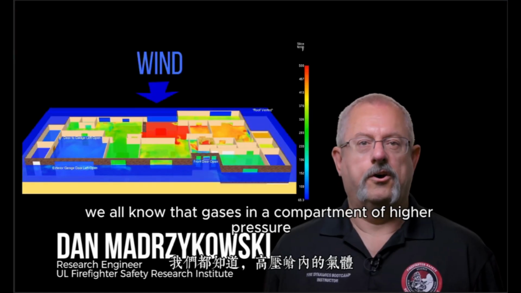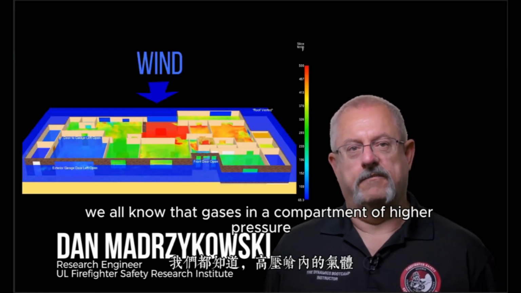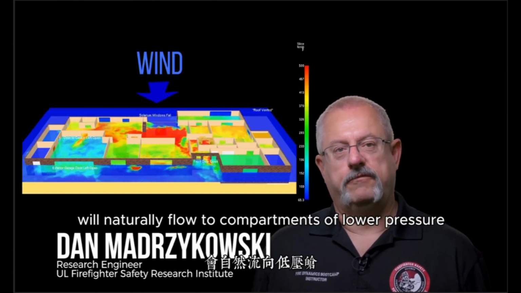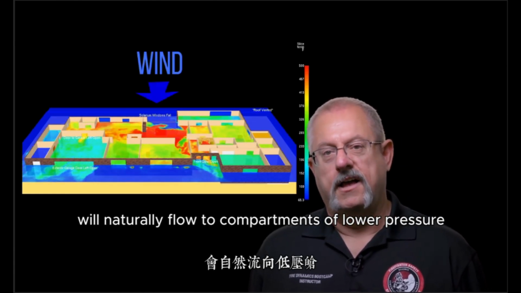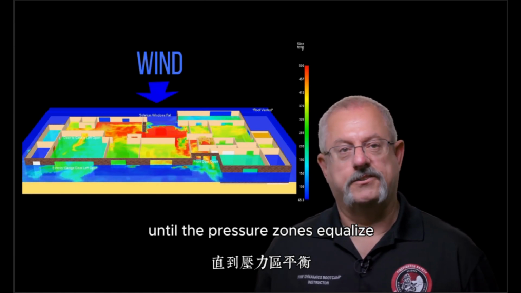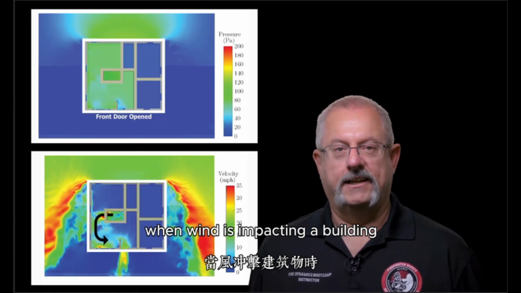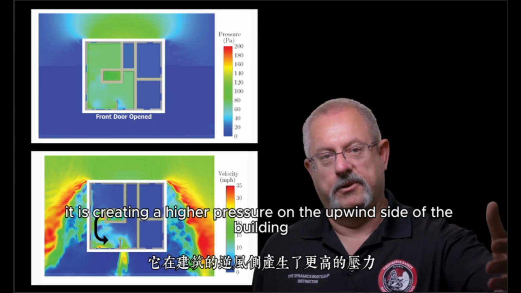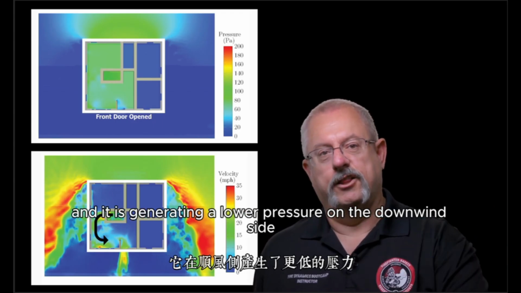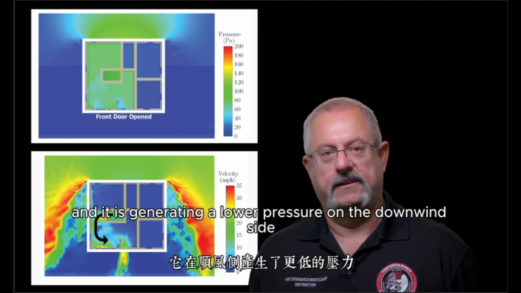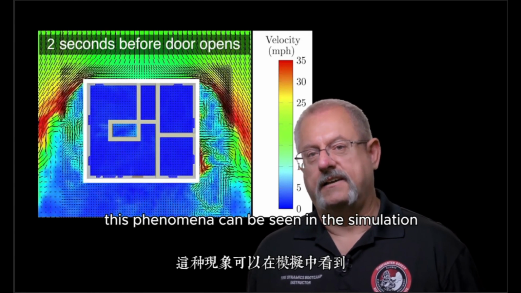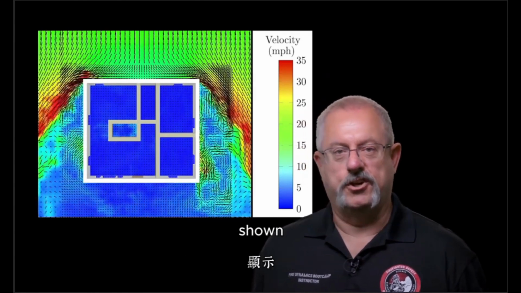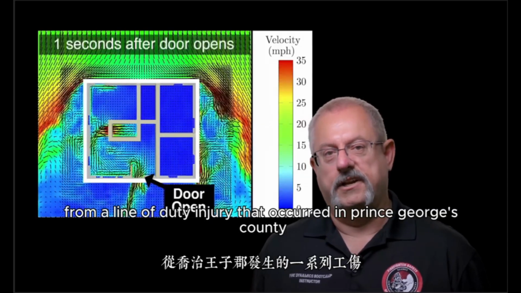We all know that gases in a compartment of higher pressure will naturally flow to compartments of lower pressure until the pressure zones equalize. When wind is impacting a building, it is creating a higher pressure on the upwind side of the building, and it is generating a lower pressure on the downwind side. This phenomena can be seen in the simulation shown from a line of duty injury that occurred in Prince George's County, Maryland.